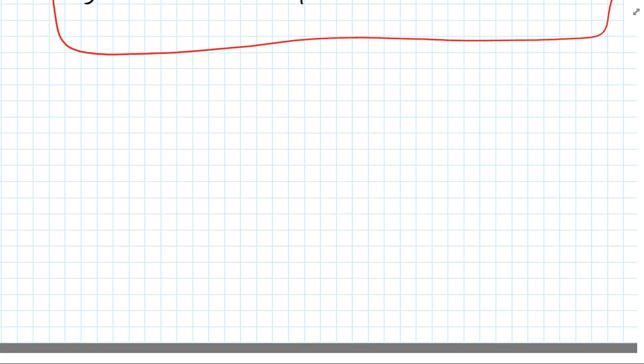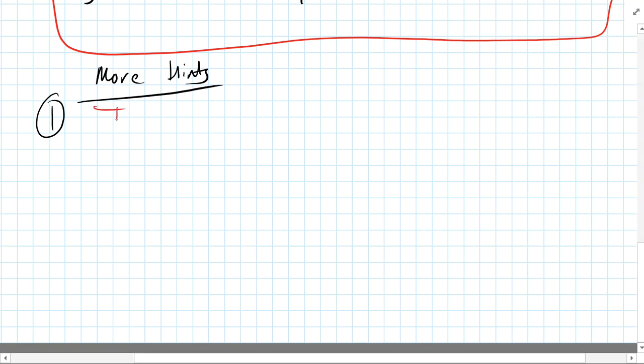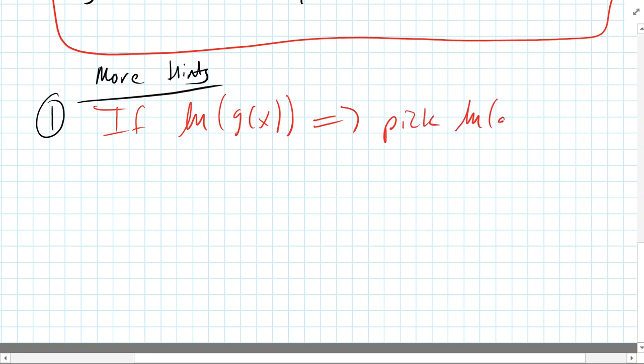Okay, I'm going to give you more hints. On the more hints, the very first one, most important, I'm going to even write it in red. If you have natural log of g of x, natural log of anything, you're going to pick the natural log of g of x equal to u. Every single time.